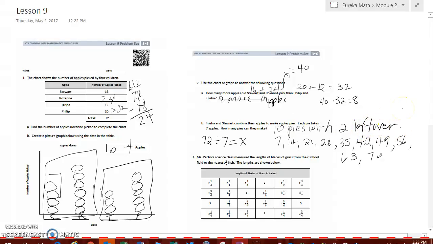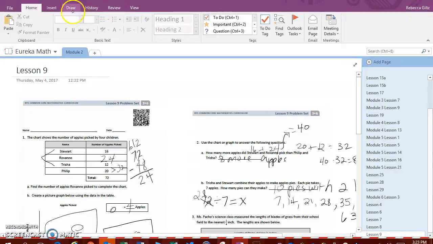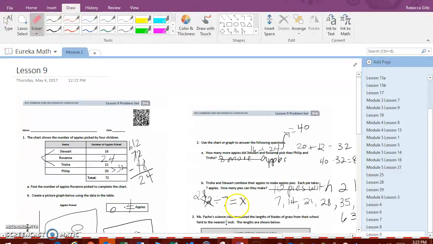Okay. Oh, here's what I did wrong. Never mind, it's not 72. It's just Trisha and Stuart's. Okay, so I've got to look at these two. 16 plus 12, that's 28 divided by 7. So if I get my eraser out, never mind.